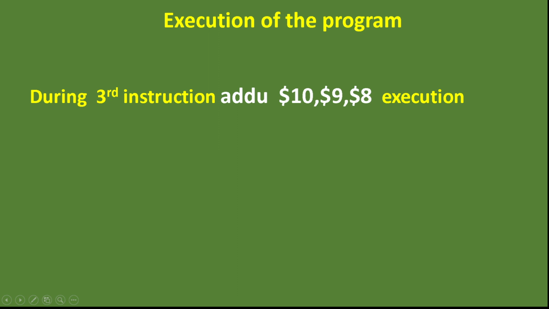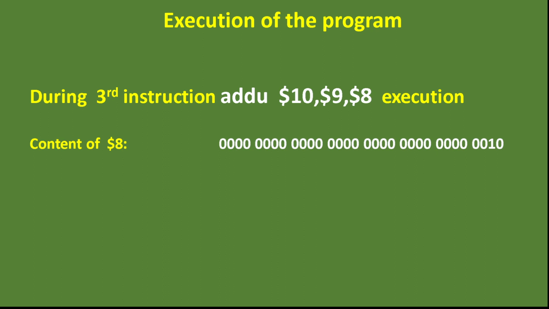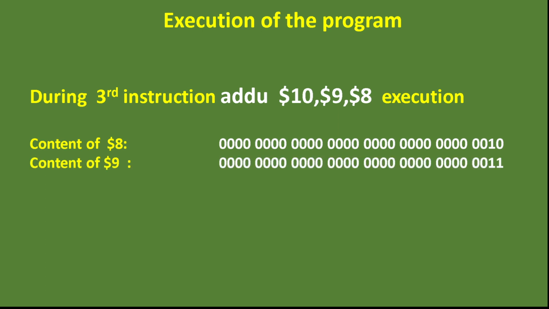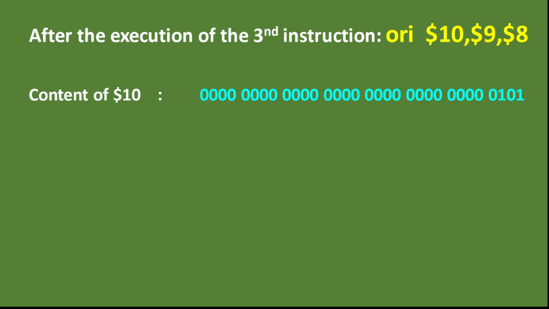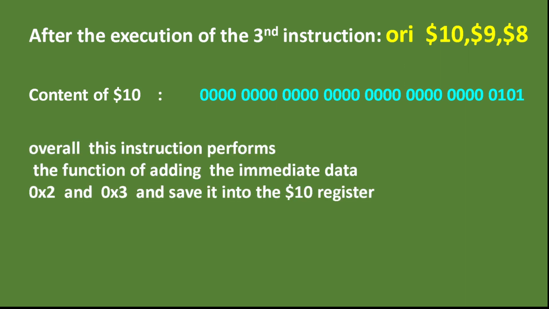So during the execution of this third instruction, that is addu $10, $9, $8, what will happen? We already know that this $8 contains this 0x2, that is the first data. Then register 9 contains the second data, that is 0x3. And these two will be added together. So you'll get the value 0x5 into this 10th register. So this performs the function of adding the data 0x2 and 0x3, and saving it into the register $10.